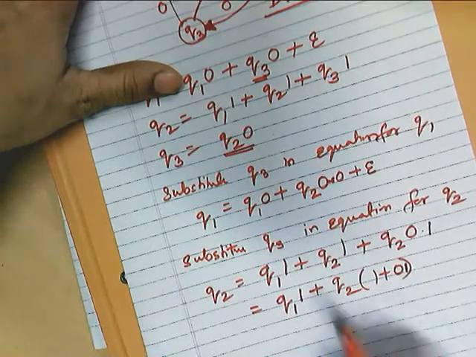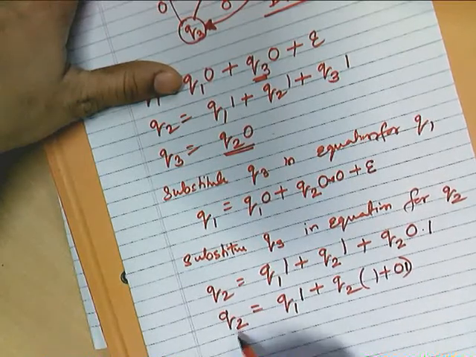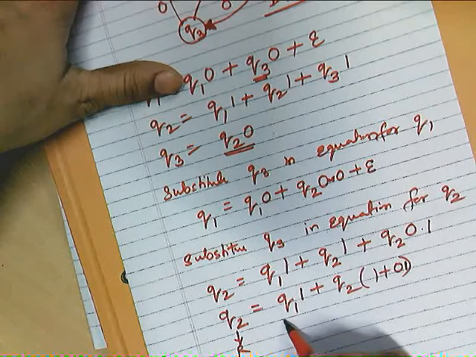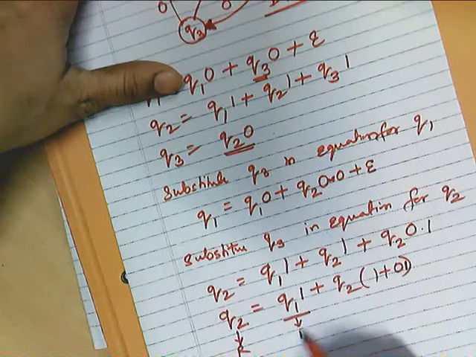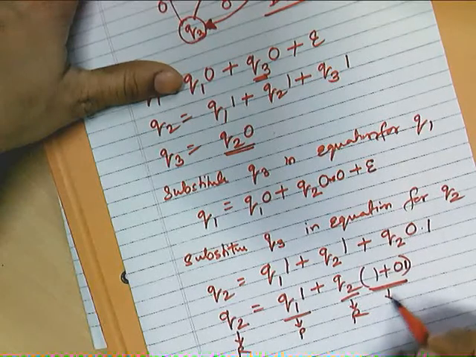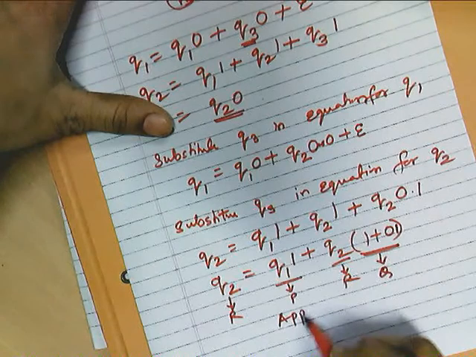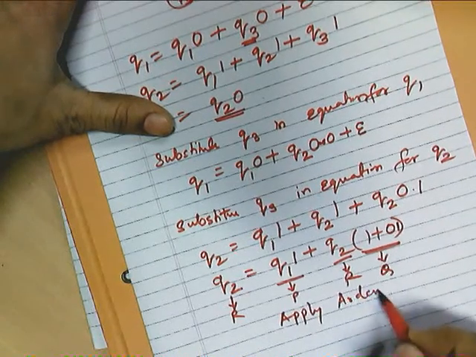Now is it in a form where we can apply Arden's theorem? So this is your R, this can be your P, again this is your R, and this whole thing is acting as your Q. Q is not empty, so we can apply Arden's theorem.